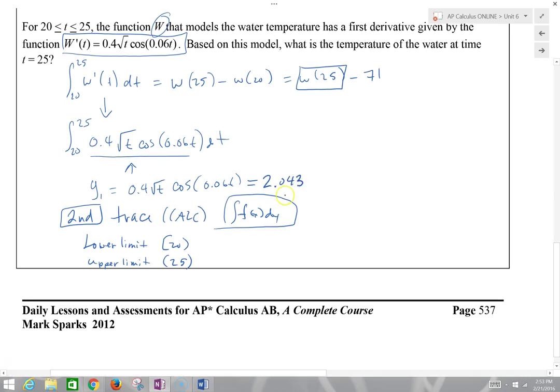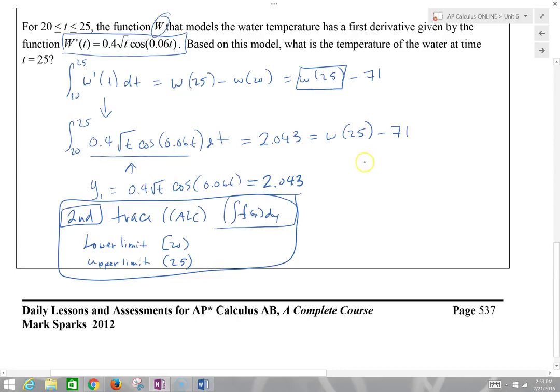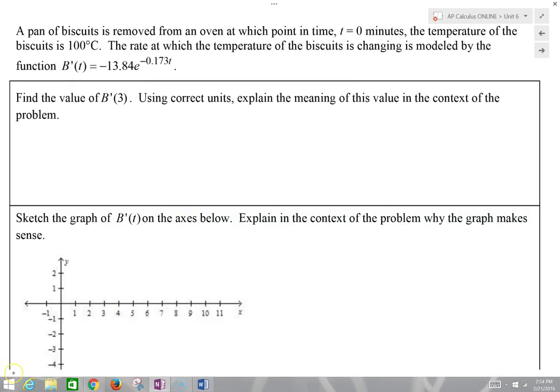2.043. So if I'm not able to simulate this for a video, I will find one so you can see really what it looks like. But that's how they get that answer. And we know this is equal to 2.043, but it's also equal to w of 25, which is what we're looking for, minus w of 20, which is 71. Then we can work backwards and we can solve for w of 25. We end up with 73.043 degrees Fahrenheit.